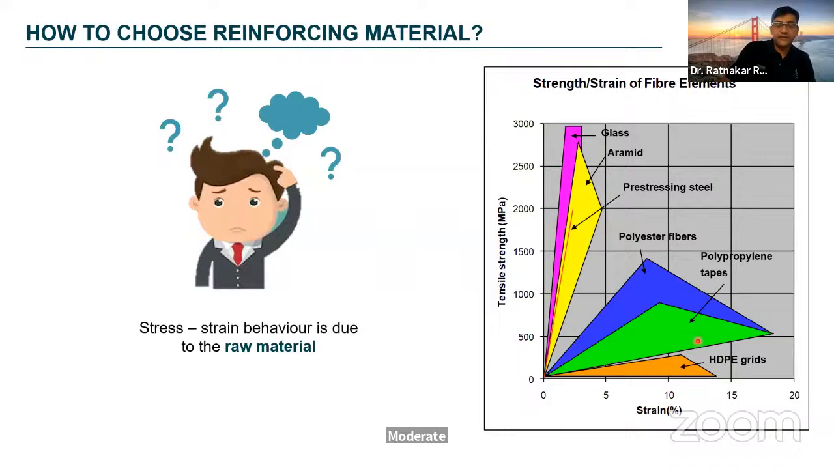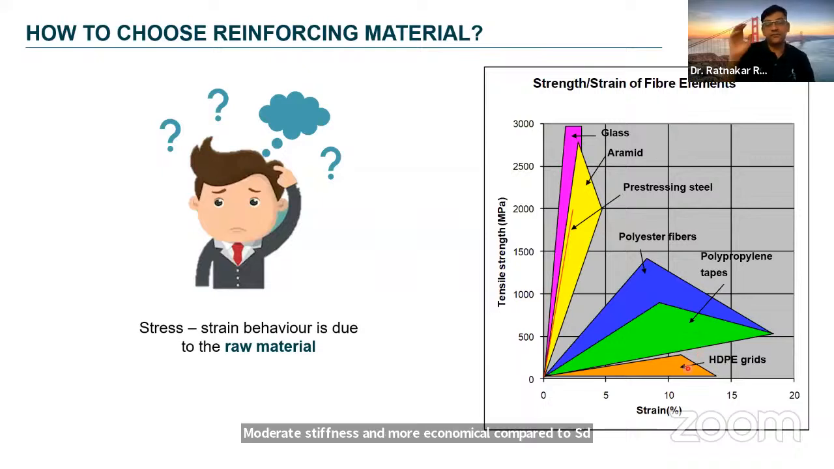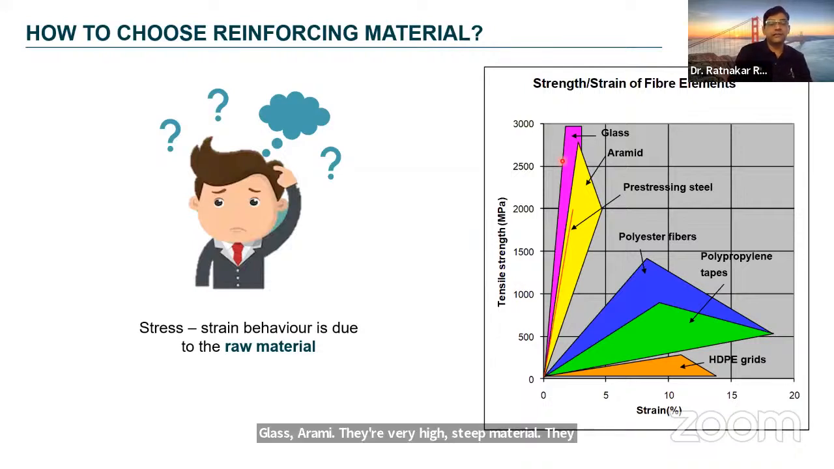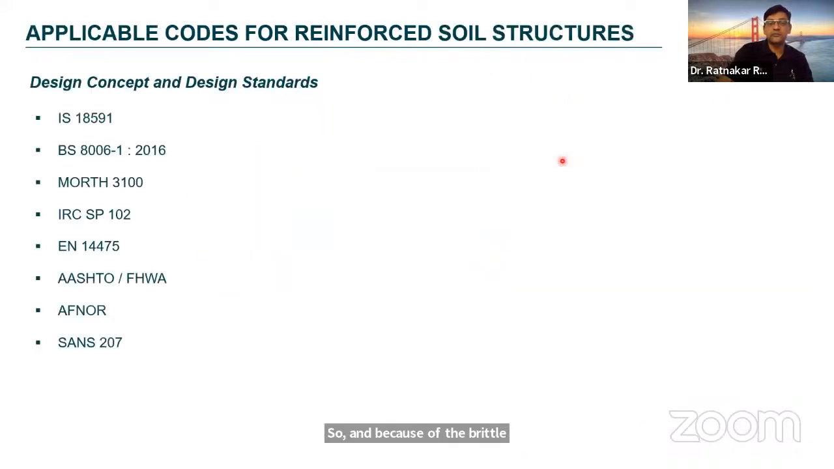Compared to that, HDPE has very high elongation, very low stiffness. Polypropylene is again a little lower than the polyester. Glass and aramid are very high stiffness materials. They are not used in reinforced soil. They are generally used in pavements. The reason they are used in pavements is basically they have very low elongation. They are brittle materials, whereas in reinforced soil there will be some movements. And because of the brittle failure, the glass is also avoided in reinforced soil walls or slopes.